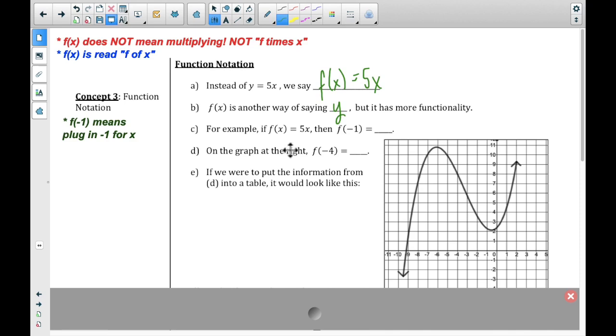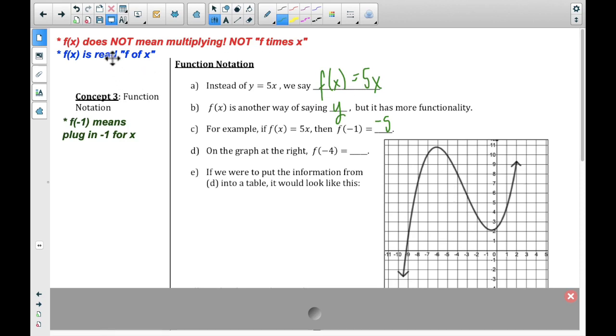So we could say, well, what's f of 1 or what's f of negative 1? And we could plug that in. So f of negative 1, if I plug in a negative 1 to this x, I would also plug in a negative 1 to this x, and that would give me a negative 5 for my f of x value. Or is also called y equals negative 5.